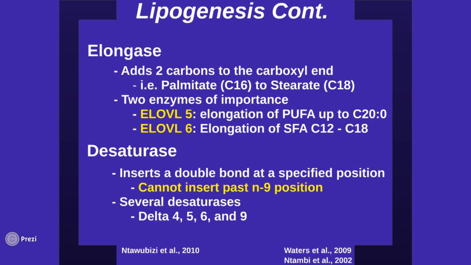And in the same fashion, elongase 5 acts a little bit different in that it can work on polyunsaturated fatty acids. And it can carry those all the way up to 20 carbons in length.